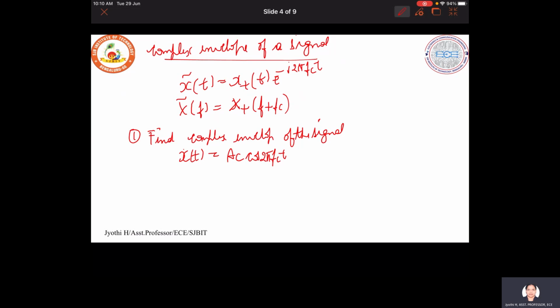From the earlier examples, we have found the pre-envelope of the signal. So let us write, what is the pre-envelope? That is x plus of t is equal to Ac e to the power of j 2 pi fct. Now we have to shift it, that is the x tilde of t. So what I do, I'm going to shift this.